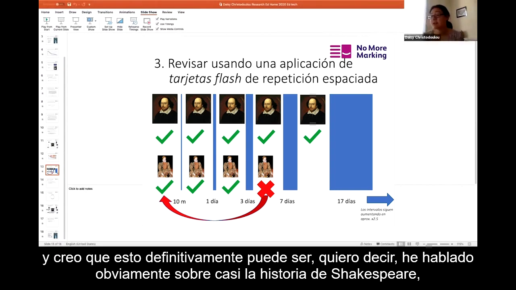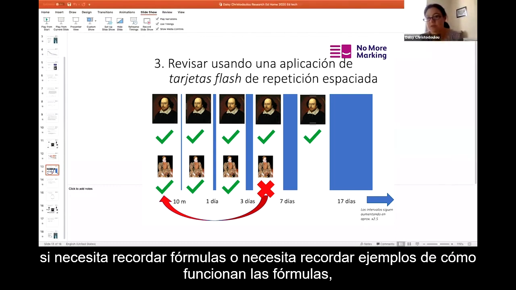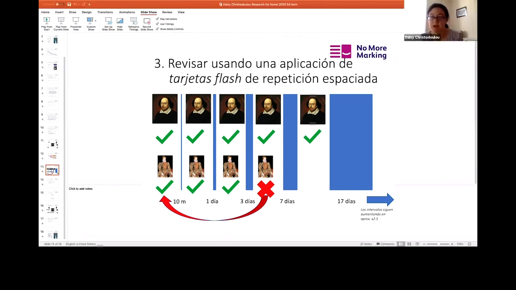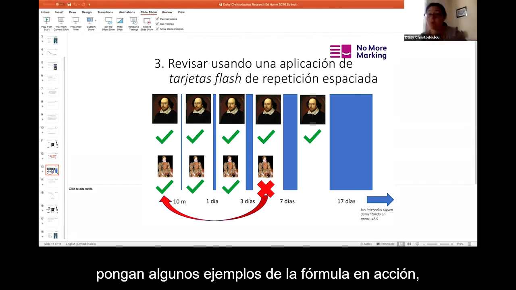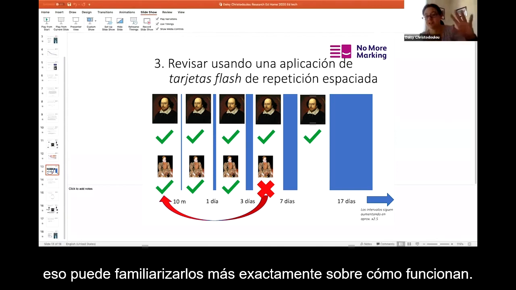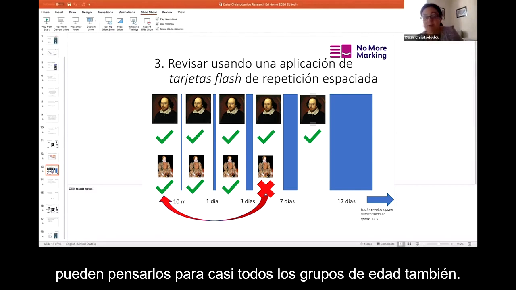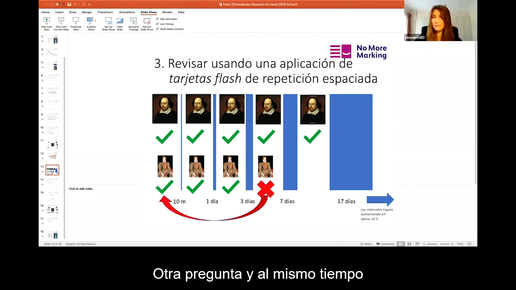And I think this can definitely work for things like maths, not just Shakespeare and history. If you need to remember formulas, or examples of how formulas work, this can be really powerful. I personally think if you put in not just the formula but some examples of the formula in action, that can get you more familiar with exactly how it works. So yeah, I think there are applications for every subject you can think of, and for pretty much every age group as well. You've just tackled another question there at the same time.